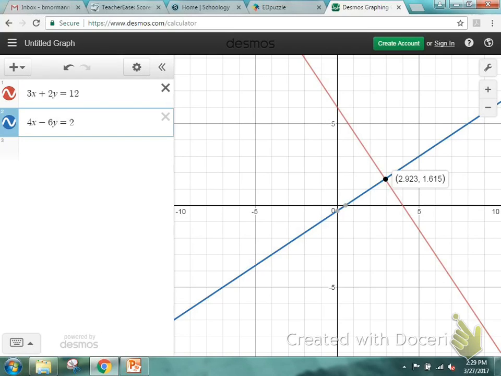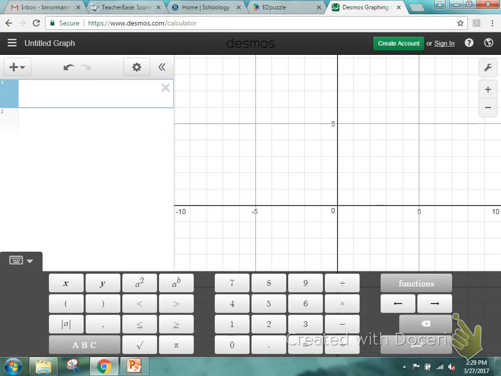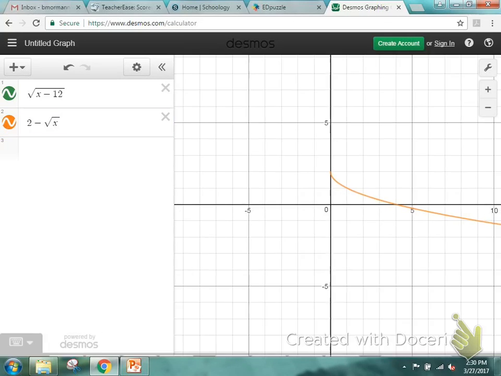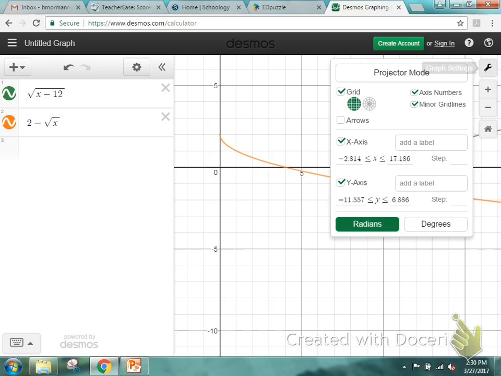Okay. Now, the left side was what? Square root of x minus 12. Is that right? Yeah. And the right side was 2 minus the square root of x. Yes? Looks good.